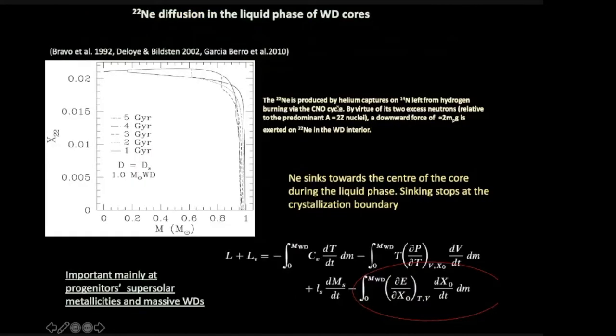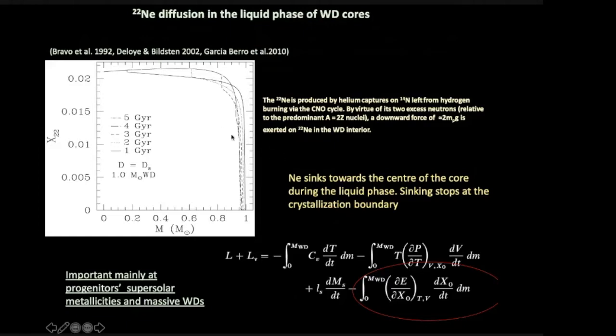And the other phenomenon, which has been hypothesized in the early 90s and then again in the early 2000s, and we have really verified it exists with HST data, as I will mention later, is neon diffusion. During the liquid phase of the carbon-oxygen core, there's also a bit of neon in the core; typically the fraction of neon is equal to the original metallicity of the star. So for a solar metallicity progenitor of a white dwarf, that would be about 2% of neon in the core, which is a small amount.